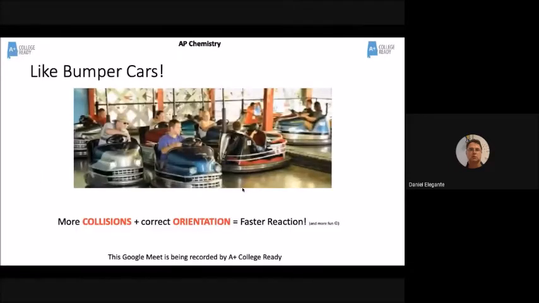Just like bumper cars, if you want to hit somebody in a bumper car and cause the most amount of ugh, then you want to hit them either right from behind or nose to nose. And behind is better because they weren't expecting it, but the faster you can get going and in the right orientation, the bigger surprise they get.